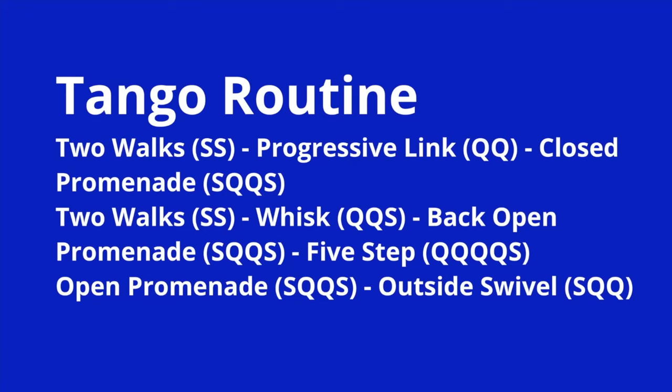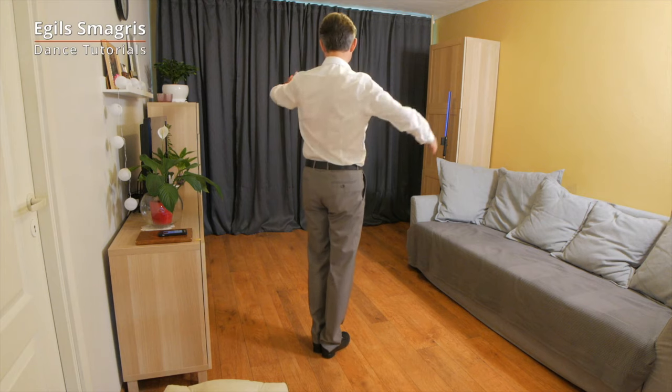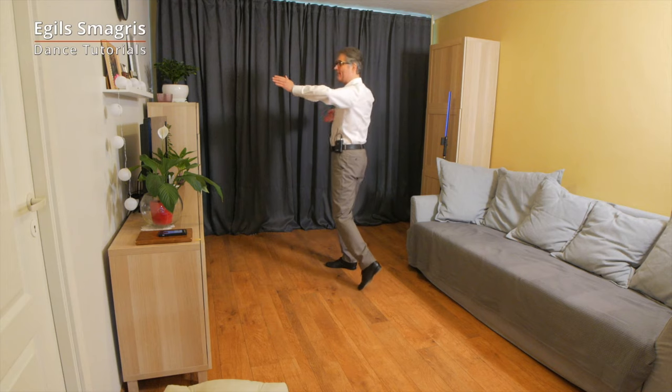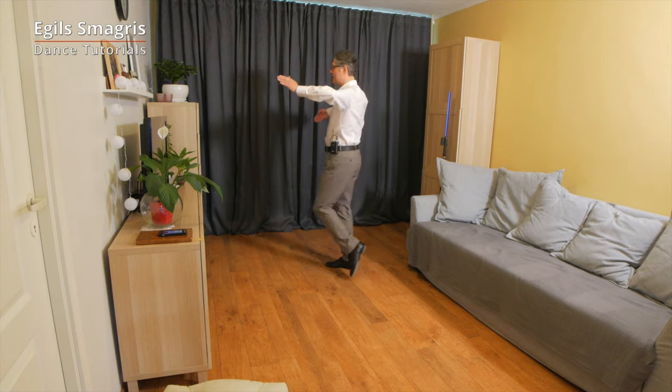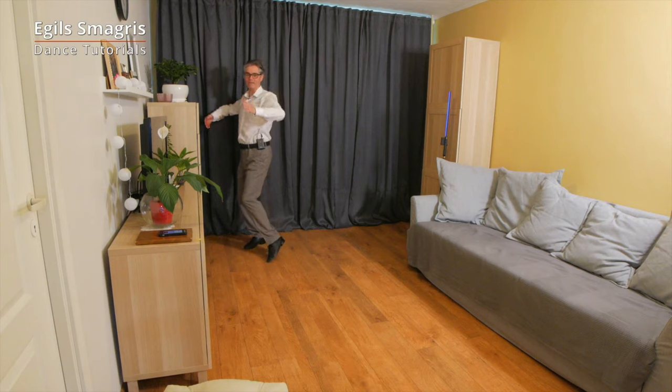And now let's do tango routine. Two walks, progressive link, closed promenade, two walks, whisk, back open promenade, five step, open promenade, and outside swivel. And now let's do two walks in that direction. Walk, walk, progressive link, forward and to side in promenade. Now we have promenade position.